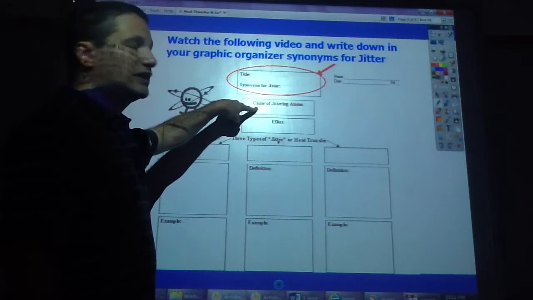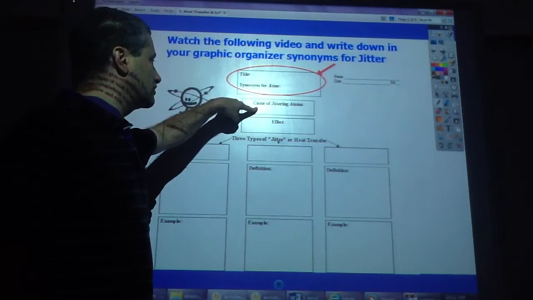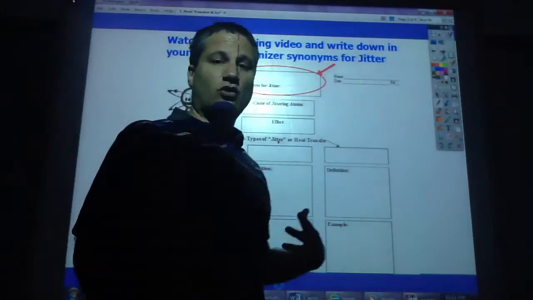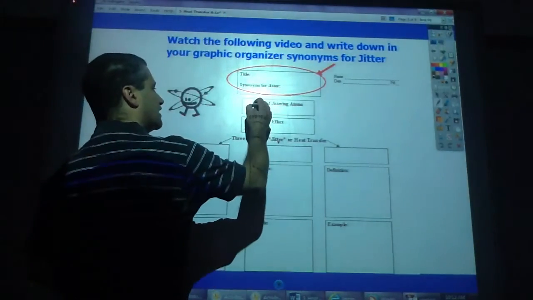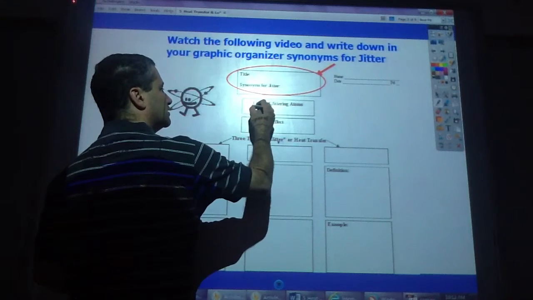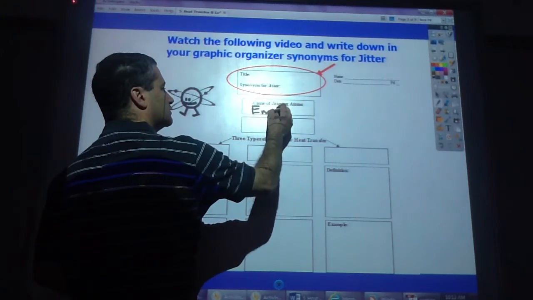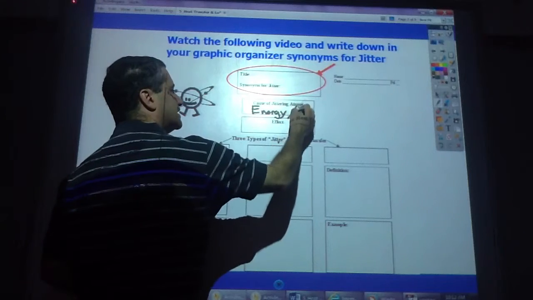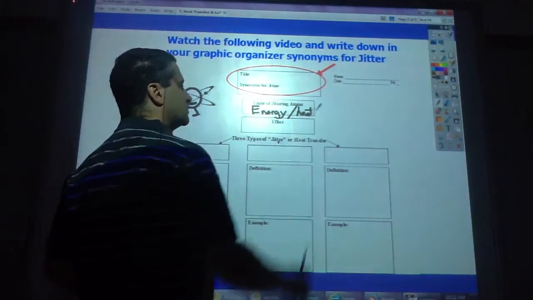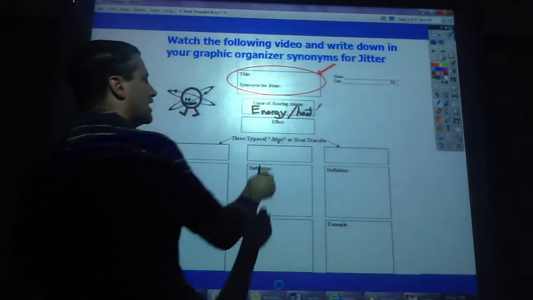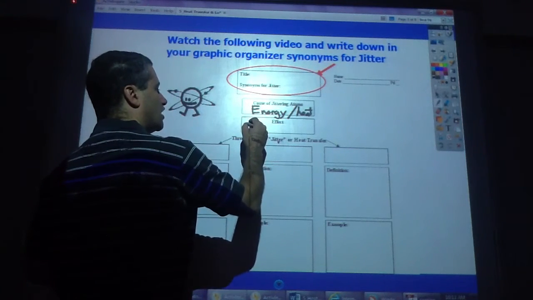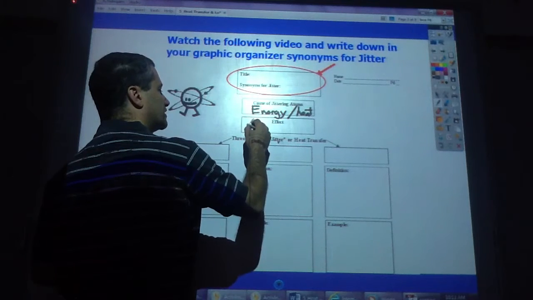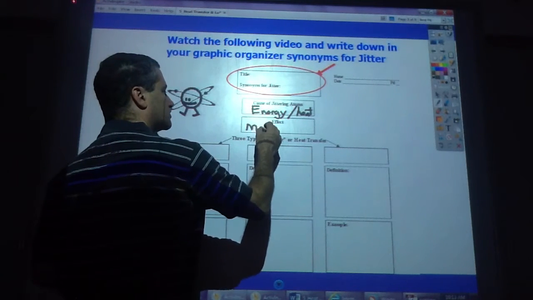Now, what did I say causes atoms to jitter, or to wiggle around, or move around? We said that energy, specifically heat energy, causes them to move around, and the effect of all that heat energy is movement, or vibrating atoms.